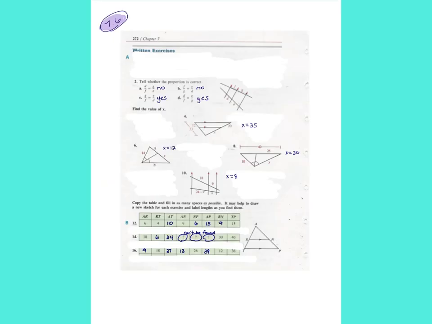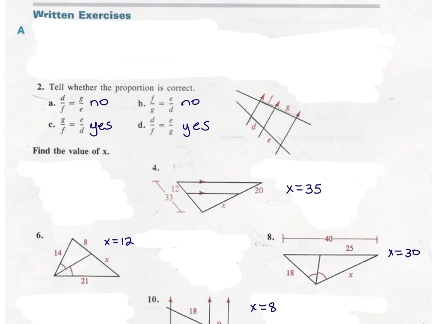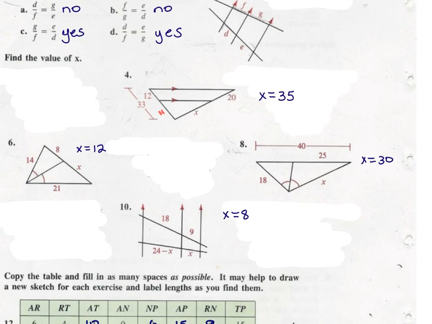Okay, then came 7-6. So tell whether the proportion's correct. A is no, B is no, but C and D are yes. Number 4, notice they gave you the whole side length there, so I can do 12 over 33 equals 20 over x plus 20. Or you could subtract the 12 from the 33 and get that this is 11, and then do 12 to 20, 11 to x. x should have been 35. 6, x should have been 12. 8, x should be 30. 10, x should be 8.